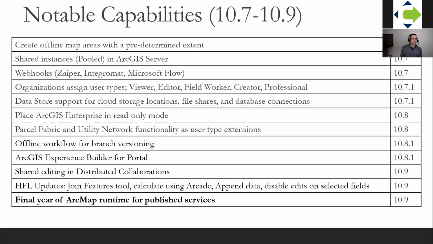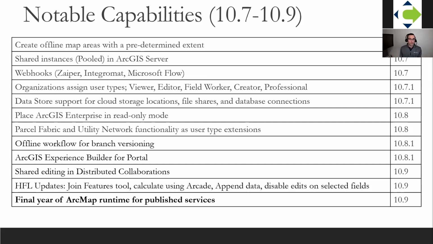Parcel Fabric and Utility Network functionality as user type extensions. For those of you that are aware of these two big things that are nice add-ons to Enterprise, it's very important that we have that. And as we get down the line, those things, instead of being add-ons that we have to pay for separately, they can be included in something like a Creator or Professional license that you're already getting.